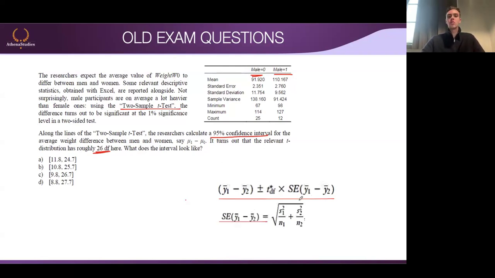But we can also check what our t-value looks like, because they tell us that we have 26 degrees of freedom, a two-sided test, as they tell us here, and a 95% confidence interval. So we will have, for sure, a 5% significance level with 26 degrees of freedom in a two-sided test. So let's check it out.